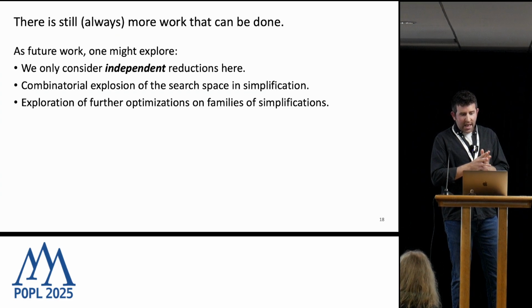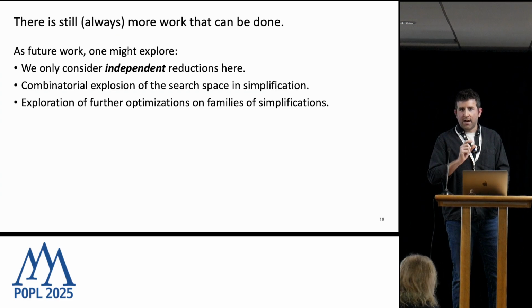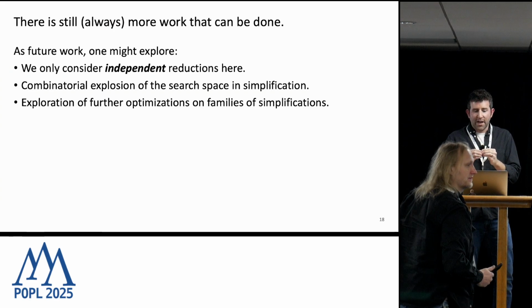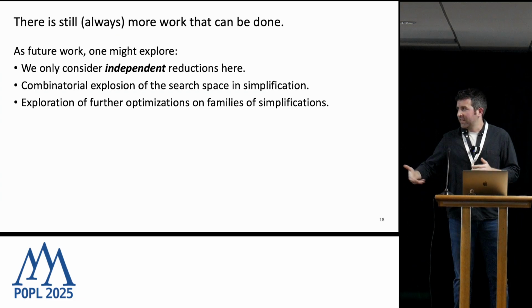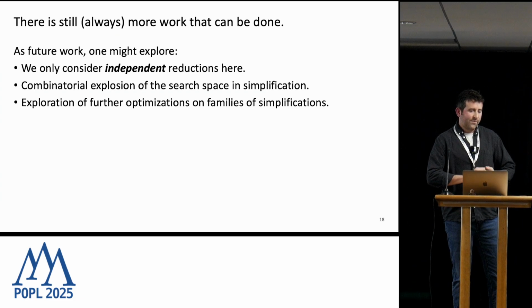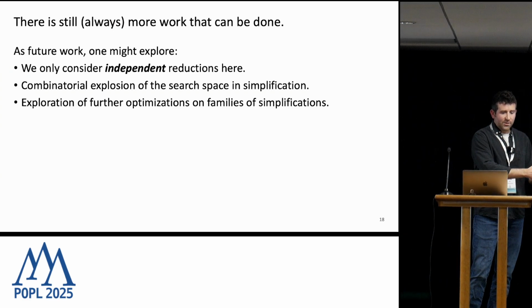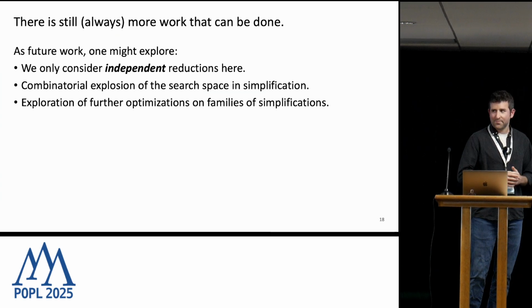So everything that we talked about here are simple independent reductions. But there's still this combinatorial explosion of the search space that we need to figure out how to handle. And there are additional optimizations that you can think about, such as how we characterize the families of simplifications that fall out. So, thank you.